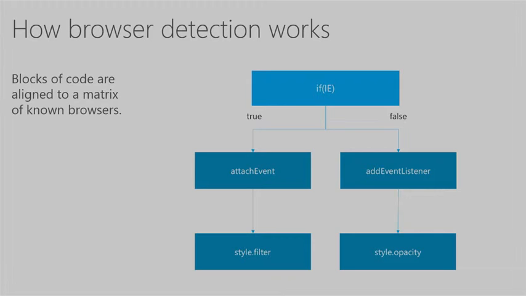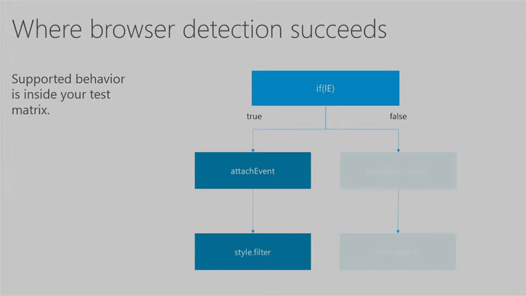Now, to understand why, let's take a look a little bit at how browser detection is structured and how it works. Fundamentally, browser detection is comprised of blocks of code that are aligning with your test matrix, which is around the set of known browsers you've likely tested for while building your site. In effect, it creates these silos of code. So while you're making decisions about an event model versus how to style something, you group those things together based on the identity of the browser. Now, this works fine so long as the browser that your users are visiting with actually support capabilities and behavior that lie within that test matrix.